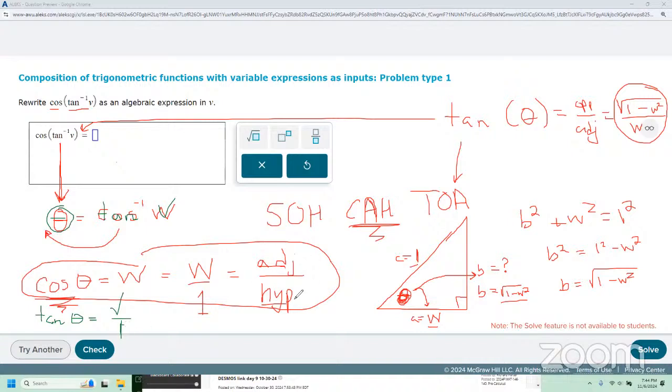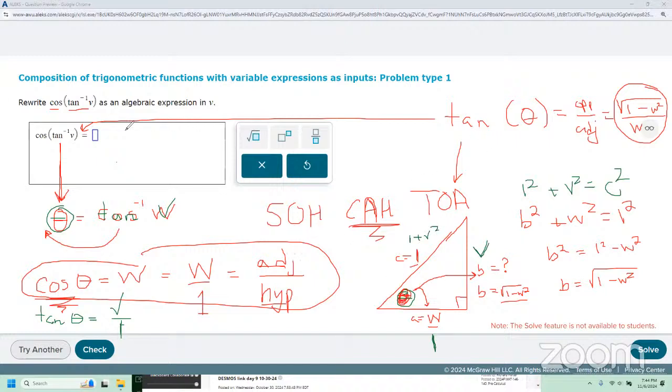Okay. Then I go to the triangle and I put theta in here. And tangent is opposite over adjacent, so this would be V over 1. Now you can use the Pythagorean theorem and say 1 squared plus V squared equals C squared. That side is basically 1 plus V squared.